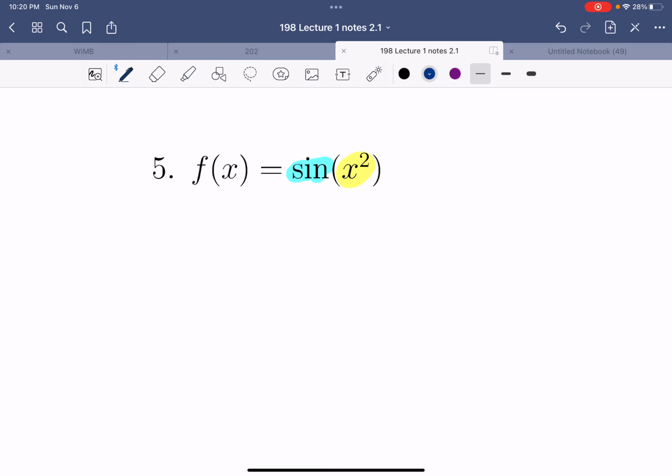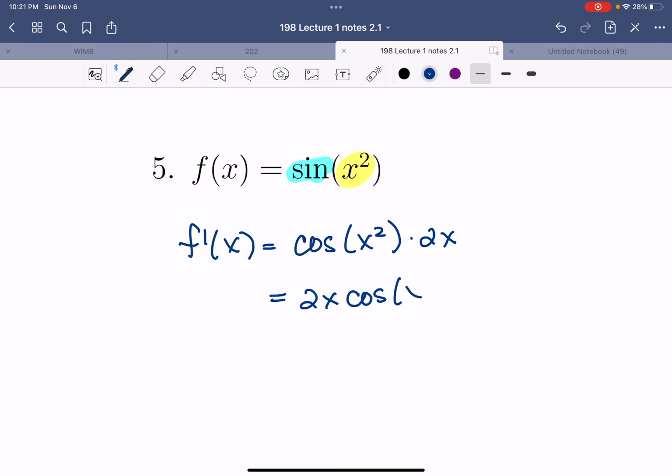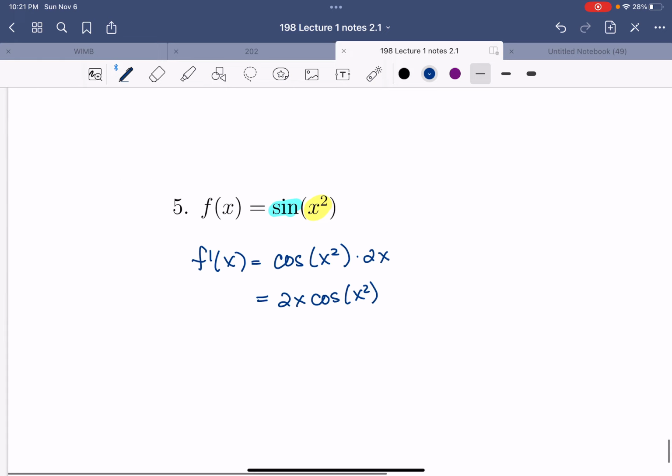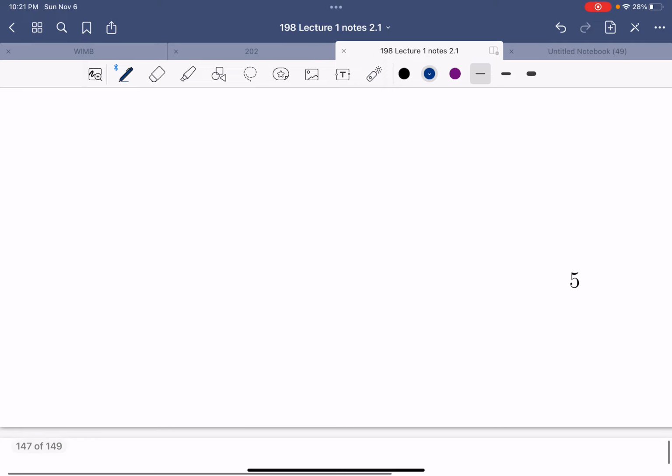So when I take the derivative here, f prime of x is equal to, we start with the blue one, the derivative of sine is cosine. Leave the argument alone, and then multiply by the derivative of the inside, which is 2x. Make sure that you understand the difference between this one and the one above it. And that's the end of our lecture.